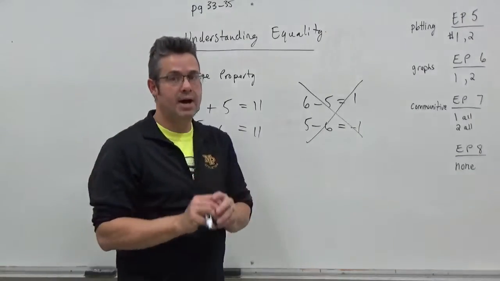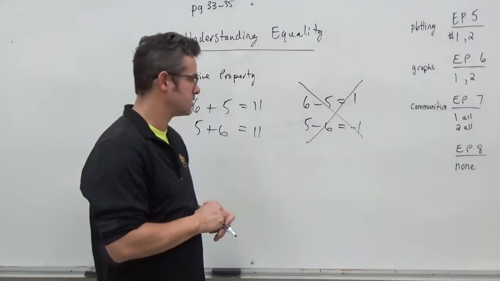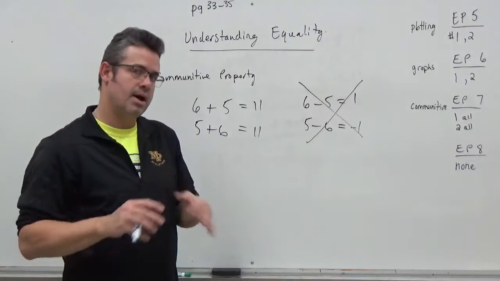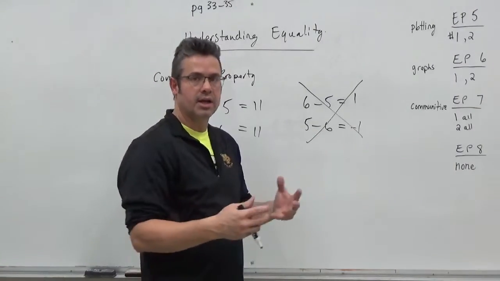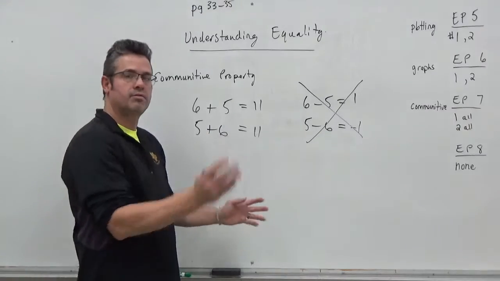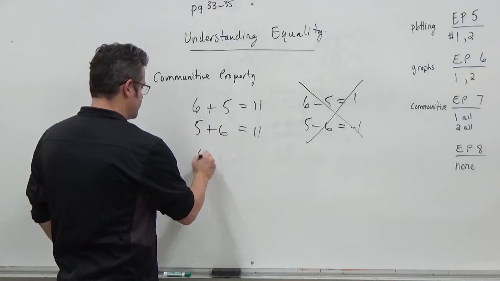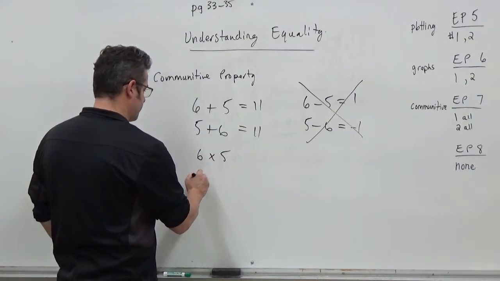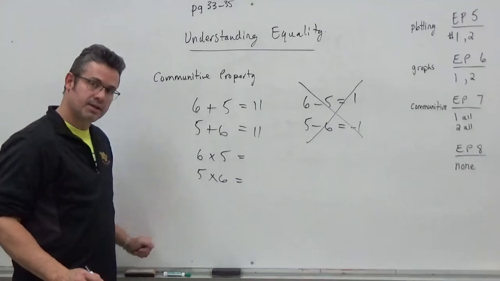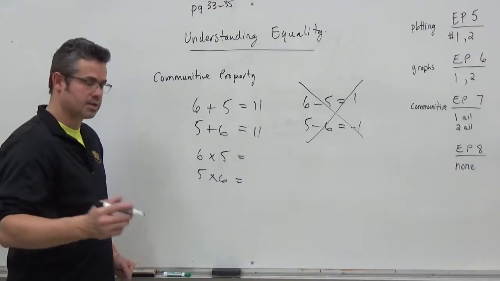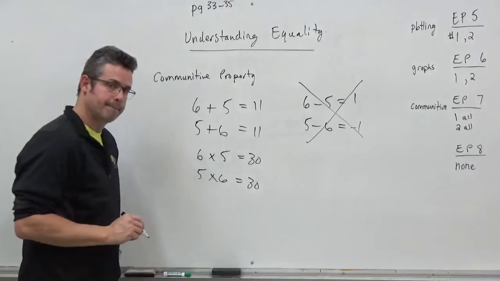So it matters what the order is when you subtract something, where that subtraction sign is. Addition, it doesn't matter. If you add anything, you combine them, you're going to get the same answer as if you flip the addition around. What about multiplying? If I said 6 times 5 and 5 times 6, is this the same answer? Yes. That's 30 and that's 30.